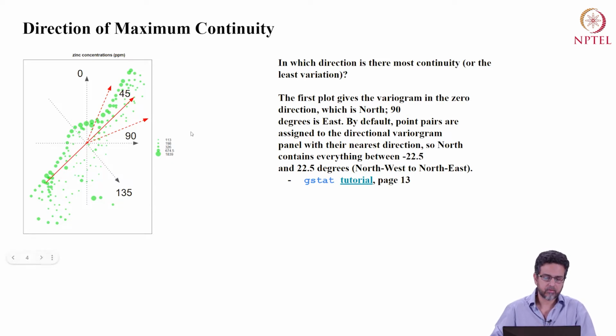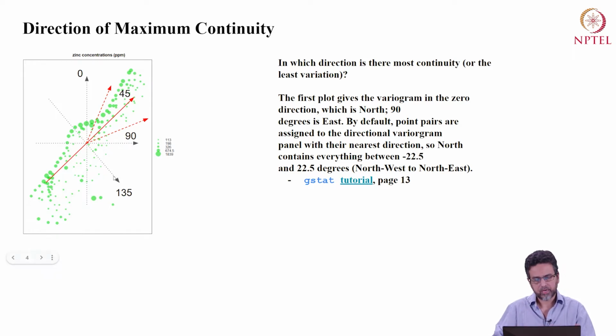So this is the data set that we've been looking at. This is zinc concentrations in parts per million over the river bed of the river Meuse. Now I want you to look at this plot and tell me in which direction the values are most similar, or what is called the direction of maximum continuity of values, or conversely, the direction of least variation.